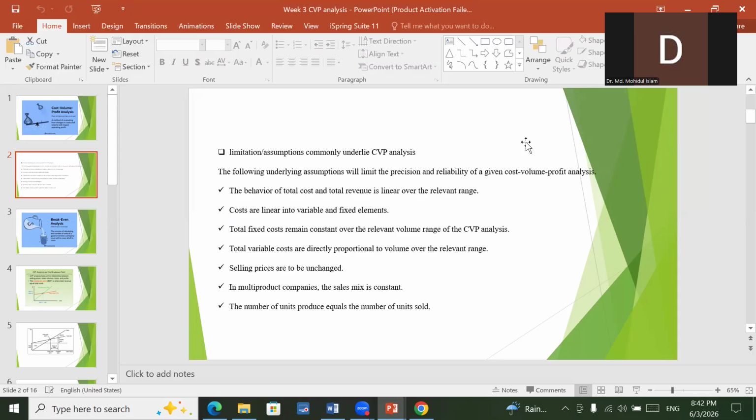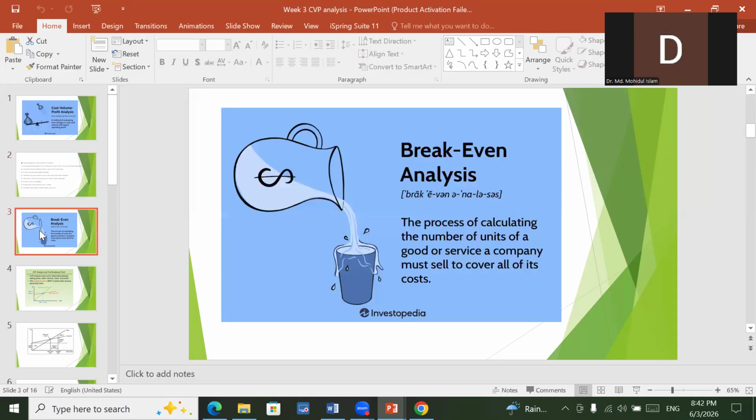Now I am going to another option, the break-even point. You know that break-even point means a balance figure. Break-even point is a point, the neutral position. There is no profit, there is no loss. That means total revenue is equal to total cost. This is equal balance. This equal balance is called break-even point.